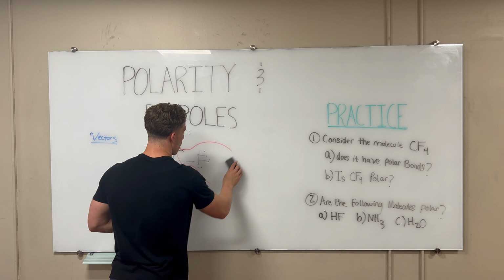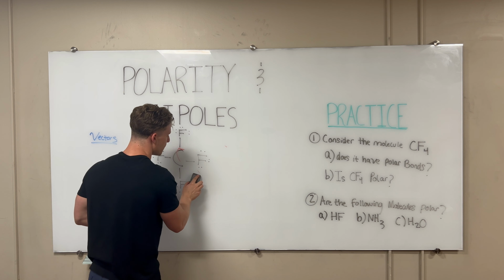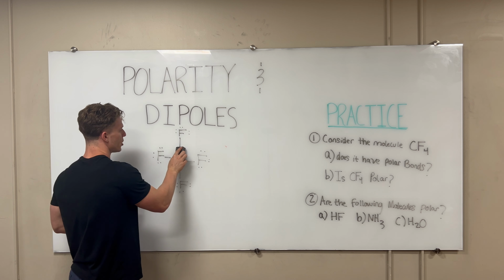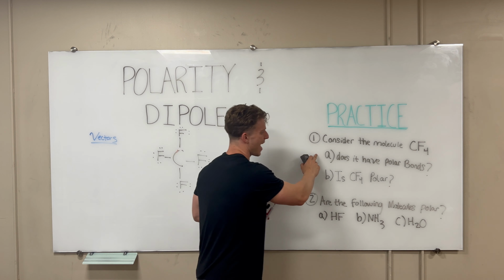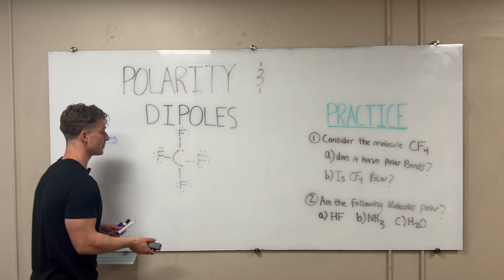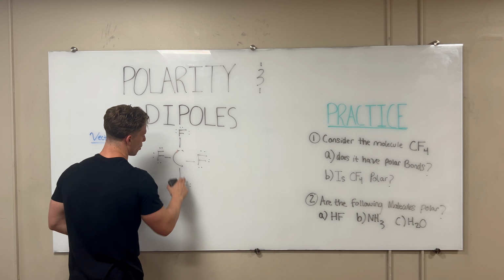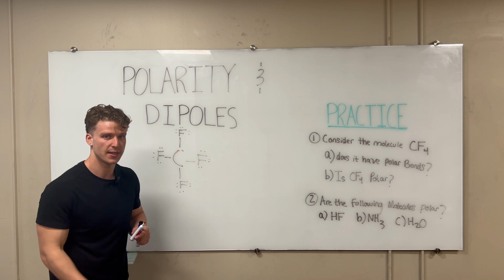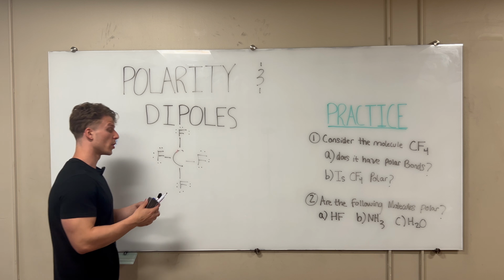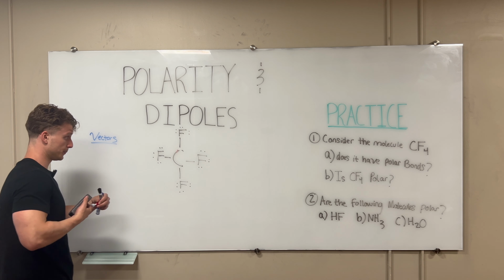However, let's make sure we draw our dipoles before we say that this molecule is polar or not, right? So back to our practice questions, not to get ahead of ourselves. Does it have polar bonds? It definitely has polar bonds, right? Because these bonds between carbon and fluorine are definitely going to be polar bonds. There's this big difference in electronegativity between the two atoms. However, you can't say it's polar until you've drawn out the dipoles.